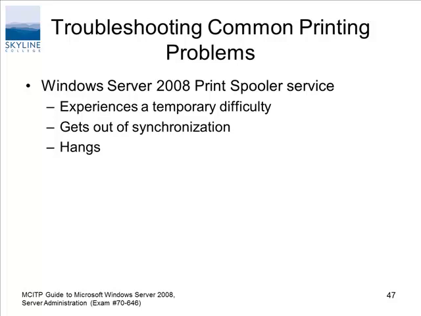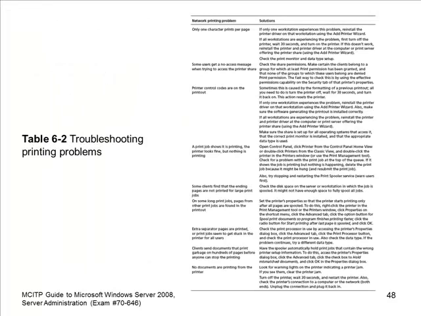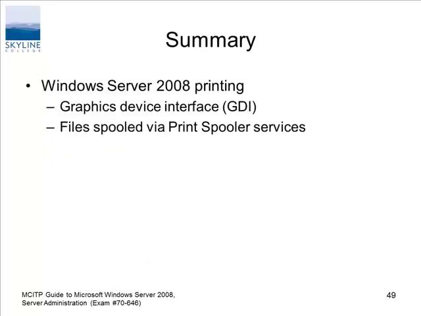Printer spooler service, experience difficulty, out of synchronization or hangs. You can, as Andrew did, stop it, but then you want to restart it. And all of these services, just like everything else, Windows is really tough. Right-click on it. You can look at the properties. You can stop it, start it, whatever you want to do, or you can right-click, stop it, right-click, start it. Or it has a restart option also, to where it basically does a reboot of the system.